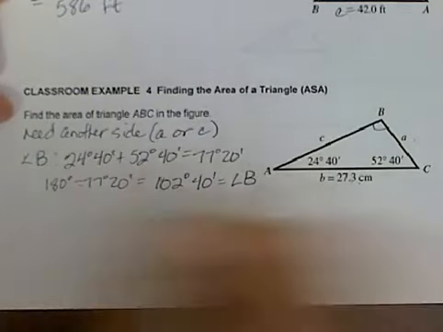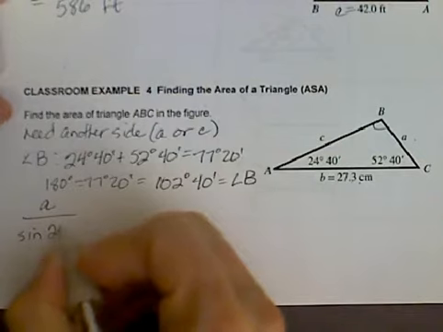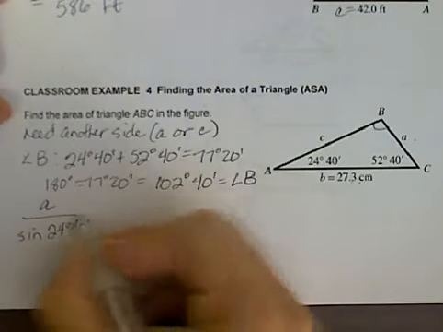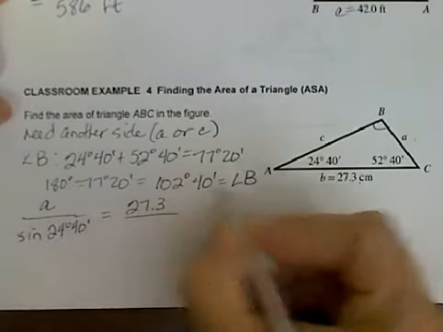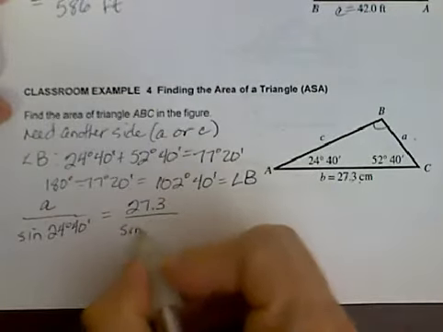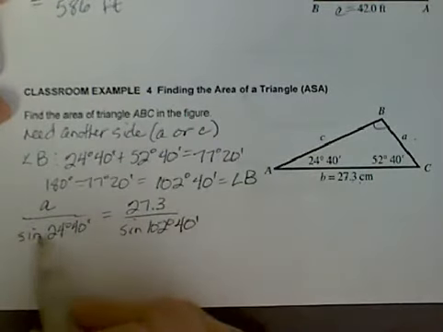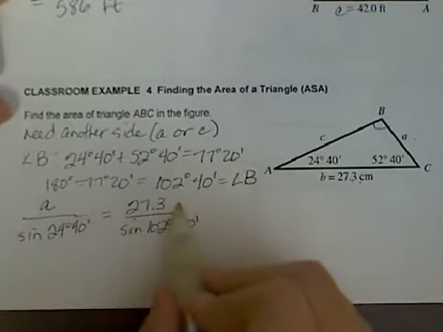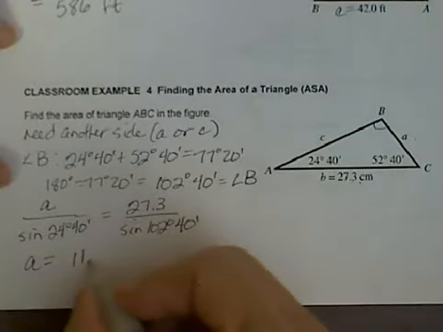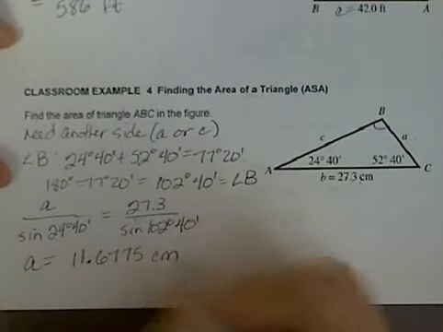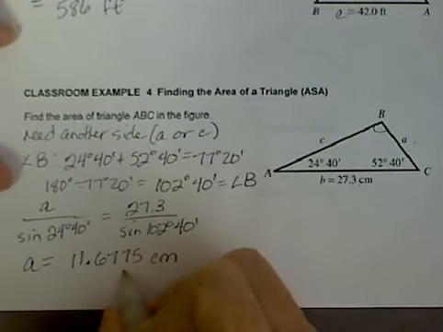Let's say that we're trying to find side A. We have A over the sine of A, which is 24 degrees 40 minutes, equals B over the sine of B. To solve this for A, we're going to multiply on both sides by the sine of 24 degrees 40 minutes. That's going to give us A equals 11.6775 centimeters. Now, I'm not rounding this very much because I'm actually going to use this value in the formula.